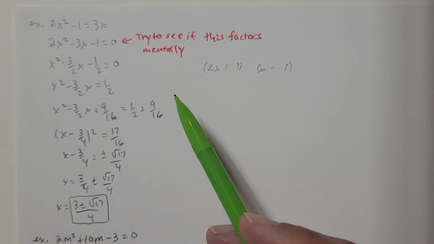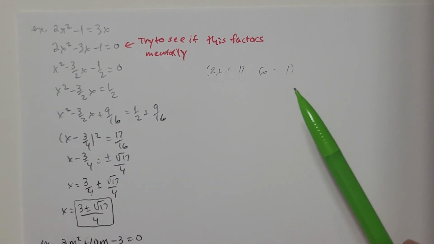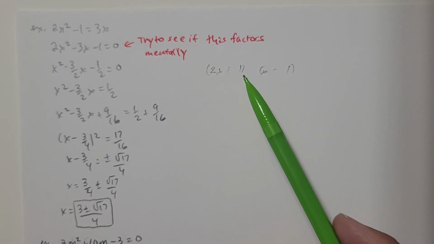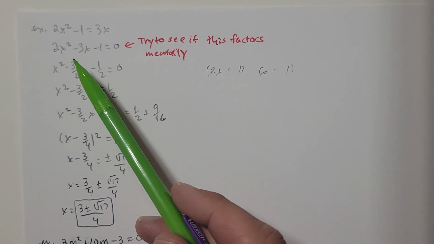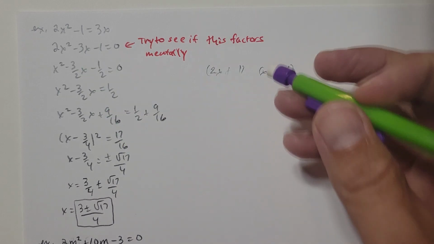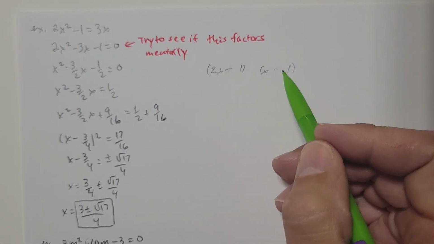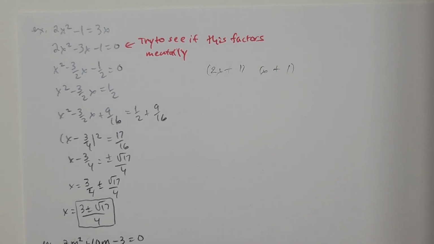Well, let's see. If I check this, I got 2x times x, that's 2x squared. And then negative 2x plus x is negative x in the middle. That's no good. I need negative 3x in the middle. So what about if I switch the signs here? What if it goes minus plus?